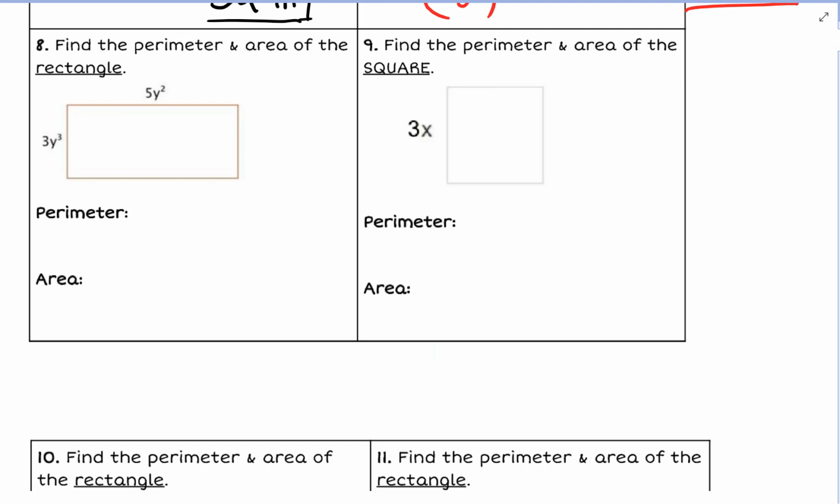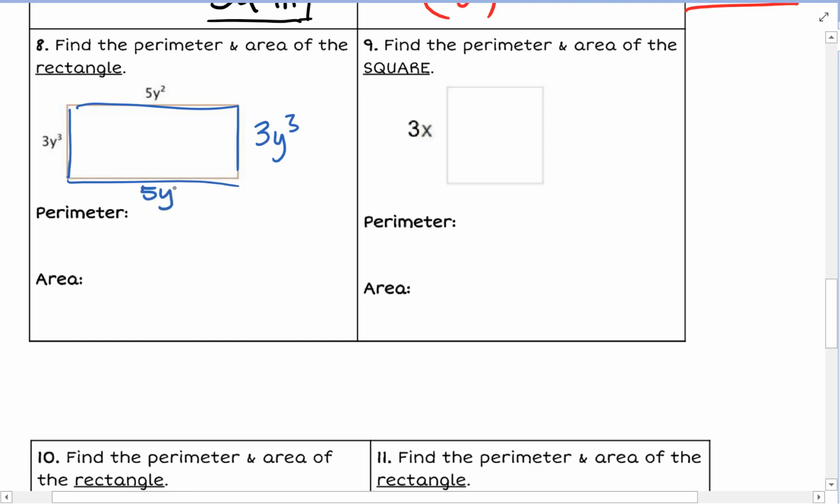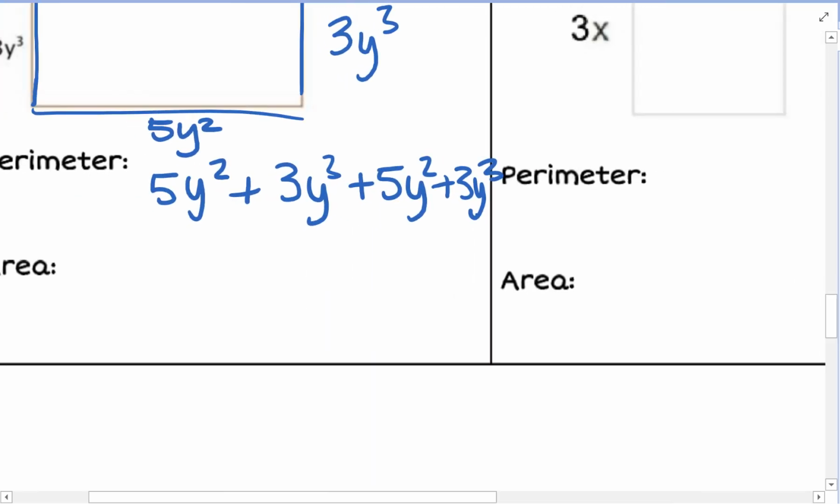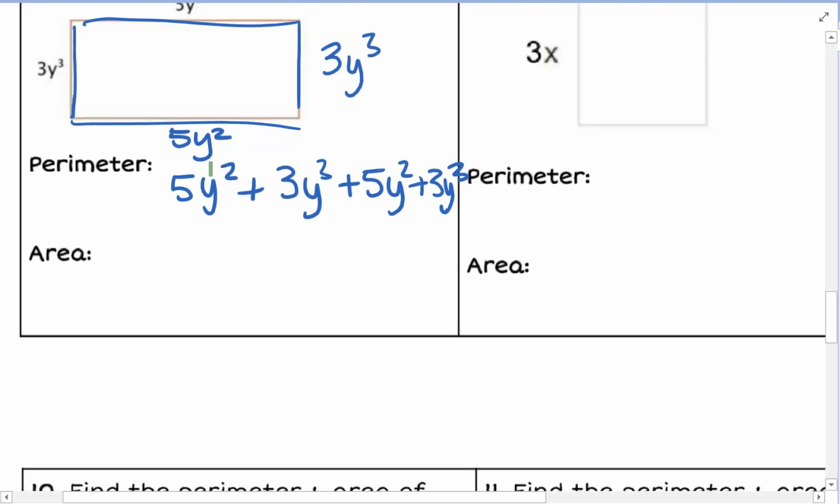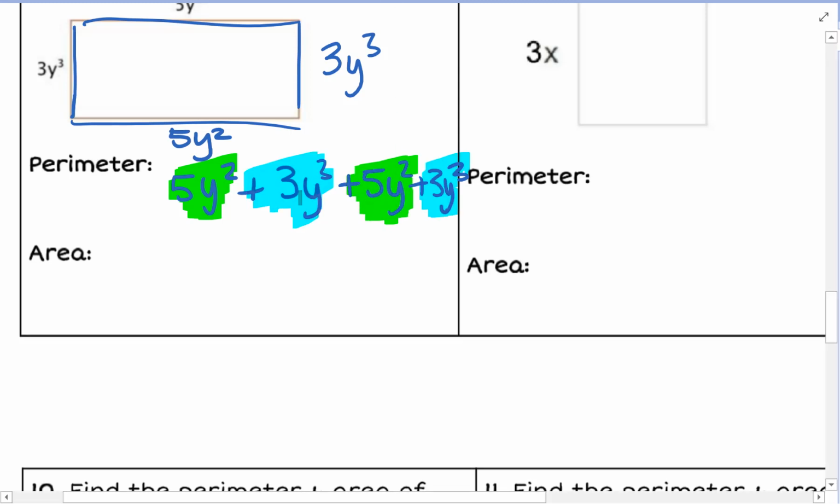Find the perimeter and area of the rectangle. If this is 3y cubed, then this is also 3y cubed. And if this is 5y squared, this is also 5y squared because the opposite sides of a rectangle are the same in length. The perimeter requires me to add up the sides. 5y squared plus 3y cubed plus 5y squared plus 3y cubed. Ooh, this one's a little trickier. I'm not just adding up numbers this time. This will require me to combine like terms. I have a 5y squared and a positive 5y squared, both positive, a positive 3y cubed and a positive 3y cubed. So those are also like terms.